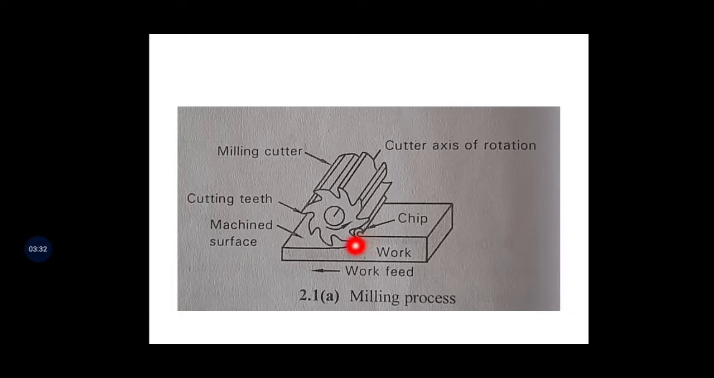Just imagine, students, in the case of the lathe, the workpiece was rotating. But here the tool is rotating. The workpiece is stationary, firmly fixed on the work table, and not rotating. So the tool is rotating. Do you find the difference between lathe and milling? In the lathe, the workpiece is rotating; in milling, the cutter is rotating.